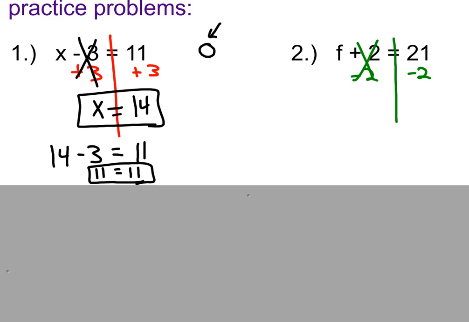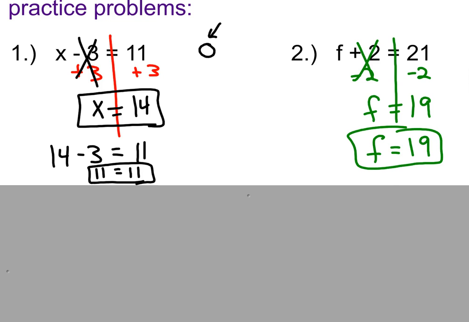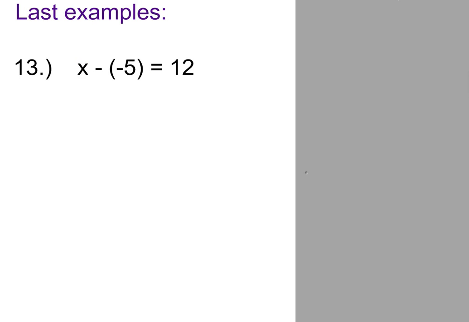F plus 0 is just f. 21 minus 2 is 19. So your variable f is equal to 19. And that is addition and subtraction solving. I've got a couple more examples that are a little more complex. Let's get into those right now.